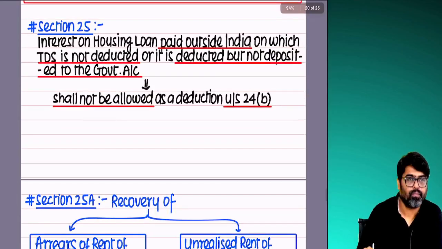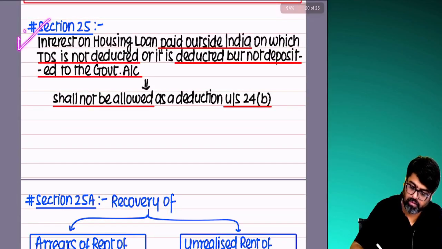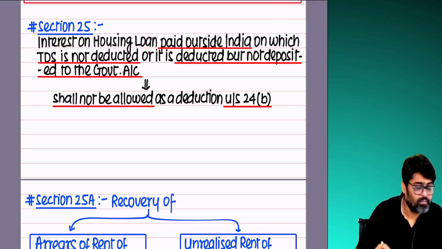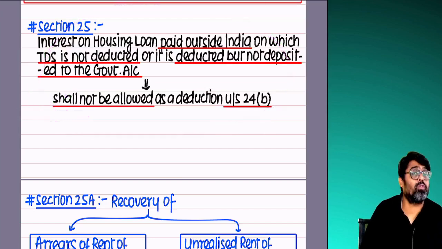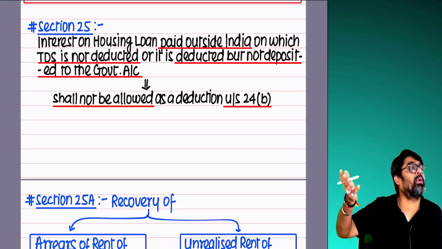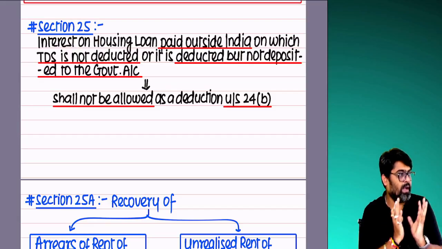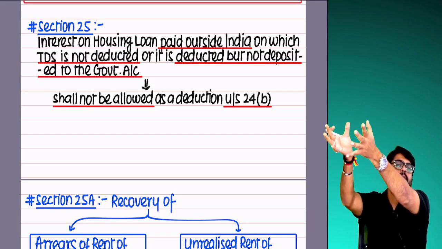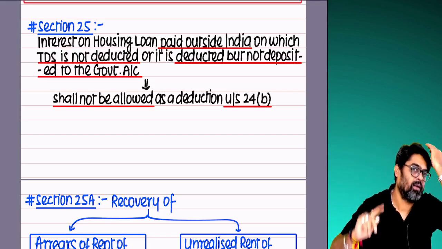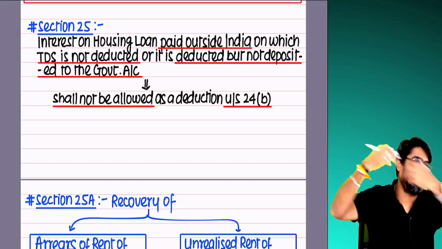Yes or no? Now section 25, can you see? Section 25. This is a disallowance. This is a disallowance for interest. For example, you have taken a loan from outside India. On that loan, now you are supposed to pay interest outside India. So where are you paying interest? Housing loan interest, you are sending outside India, no? So you are paying that interest outside India to someone who is outside India. That someone is earning interest income from India.